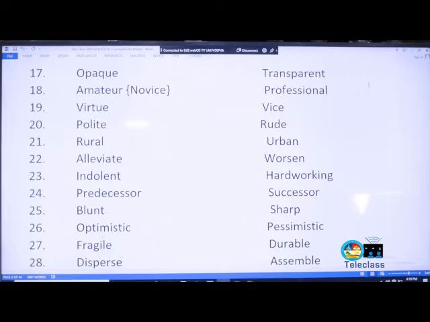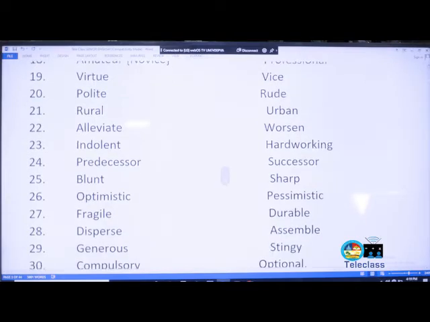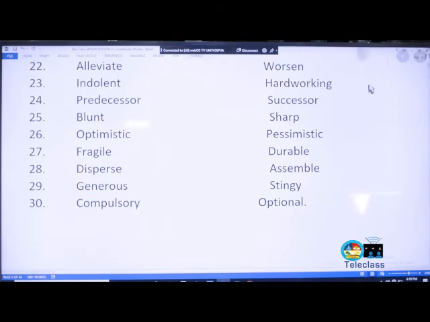Then the next one is disperse. Disperse means to scatter, something that can easily get scattered. So the opposite is to assemble, that's to bring together. Then we go over to the next one, which is generous. Generous means kind. So the opposite of generous is stingy, when someone is not kind.